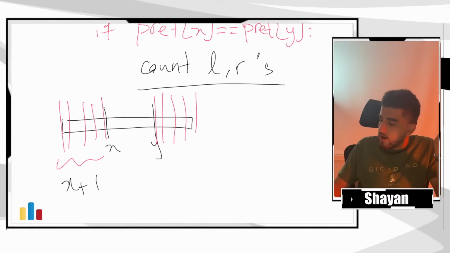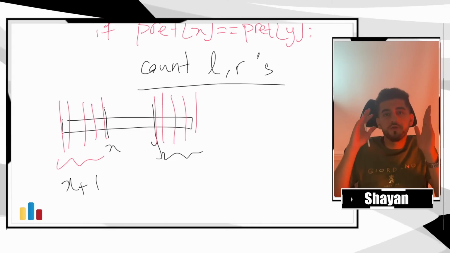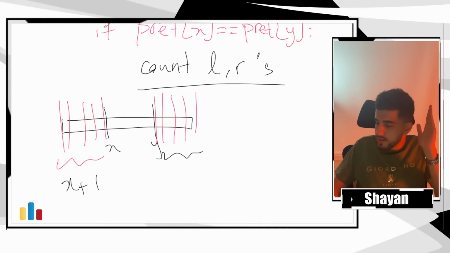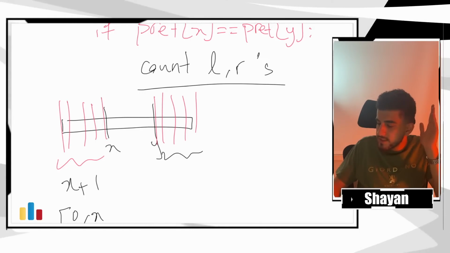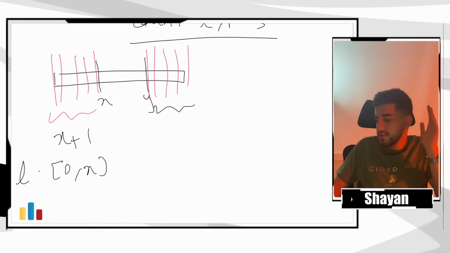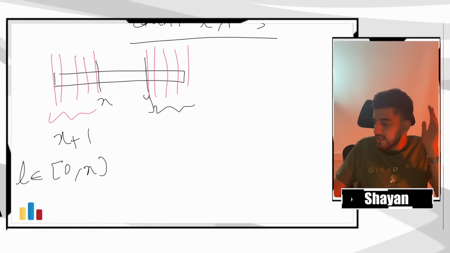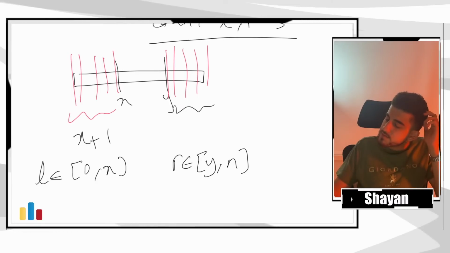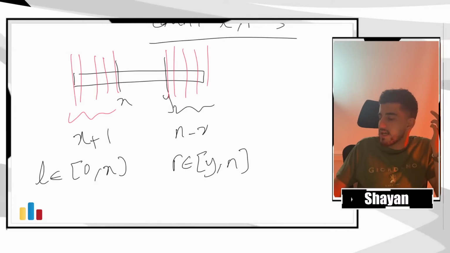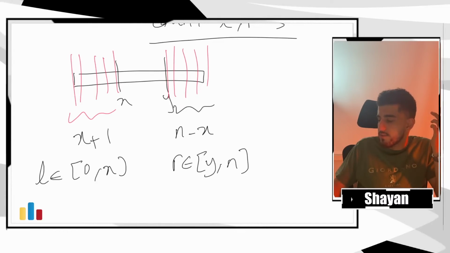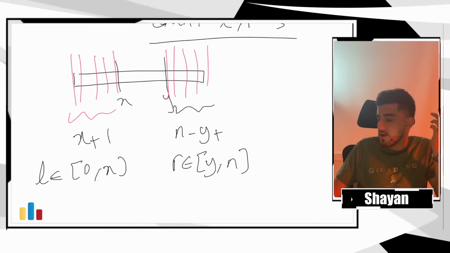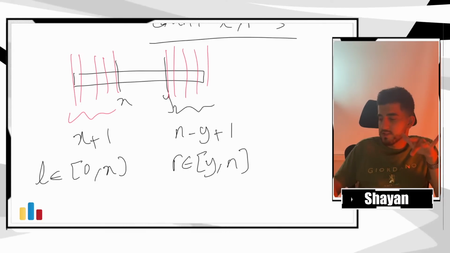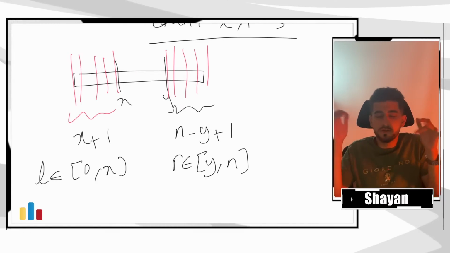And for this R, everything from y to n is good. Everything from 0 to x is good for L, so L is in this interval. And R can be from the interval y to n. So there are x plus 1 choices for L and n minus y plus 1 choices for R.